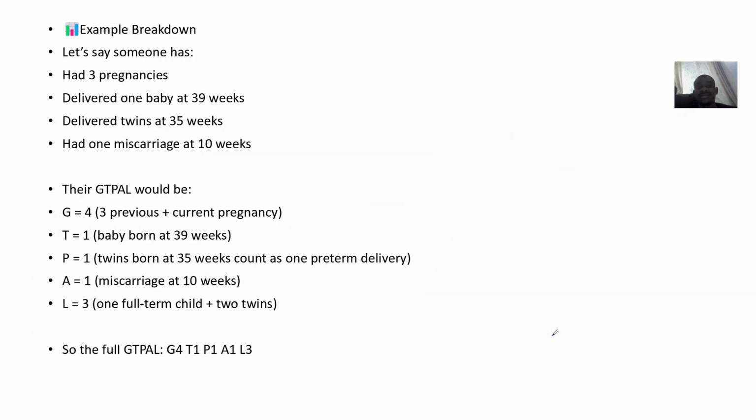So this is just an example breakdown. Let me say somebody has 3 pregnancies. She delivered one at 39 weeks. She delivered twins at 35 weeks. She had one miscarriage at 10 weeks. Right? So Gravida totally.